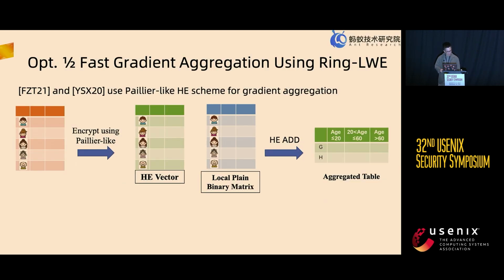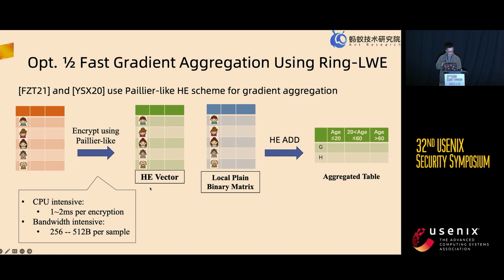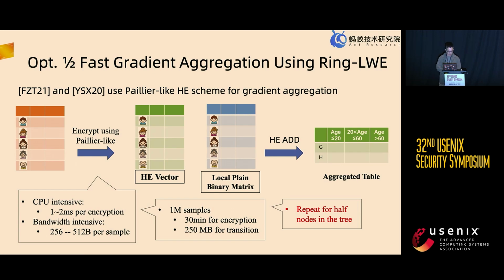For the existing method, they just use Paillier-like encryption to encrypt each gradient, so then they can do the simple HE addition. However, it can be very computation bound because each encryption takes 1 or 2 milliseconds, and we have 1 million or 2 million samples. So just the encryption part will take maybe 1 hour, and the communication is also quite large, because we have to repeat this process for all the tree nodes, almost half of them.